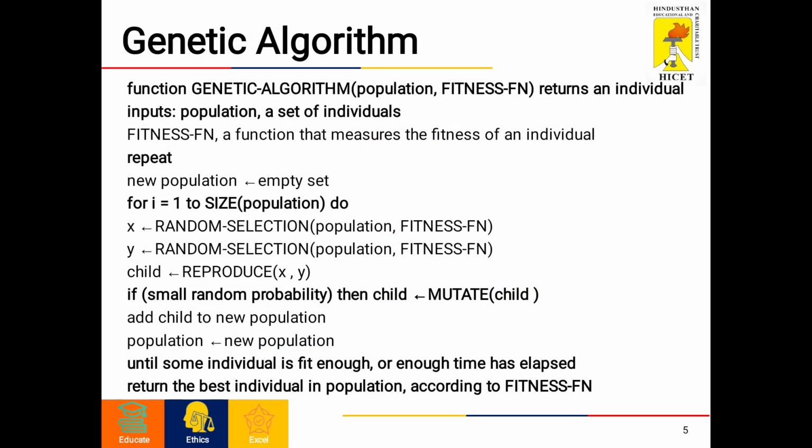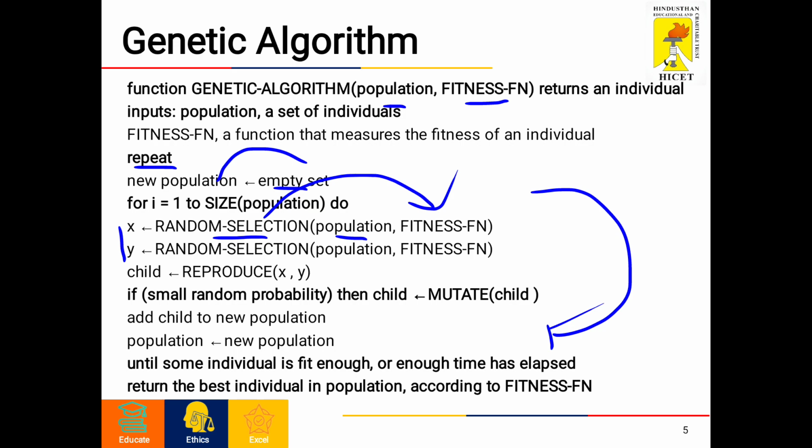This is the pseudocode, where the genetic algorithm takes two inputs. One is the population, a set of individuals, and the second is a fitness function that measures the fitness of an individual. We start the algorithm here, and this gets repeated until the termination condition is met. We create an empty set and assign it to the new population. This loop iterates over the population in order to select the parents x and y. x will be selected from the current population by random selection using the fitness function. The same happens for y.